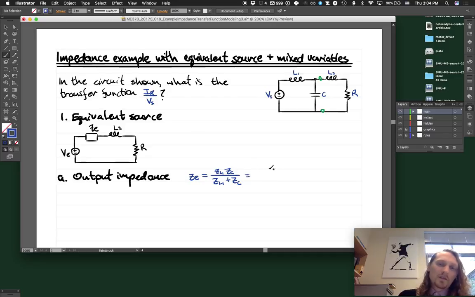Let's go ahead and plug in what the impedances are of each of these elements. So the impedance of an inductor is the inductance times S. Impedance of a capacitor is 1 over CS. So let's plug those in. In the numerator, we have LS times 1 over CS divided by LS plus 1 over CS.